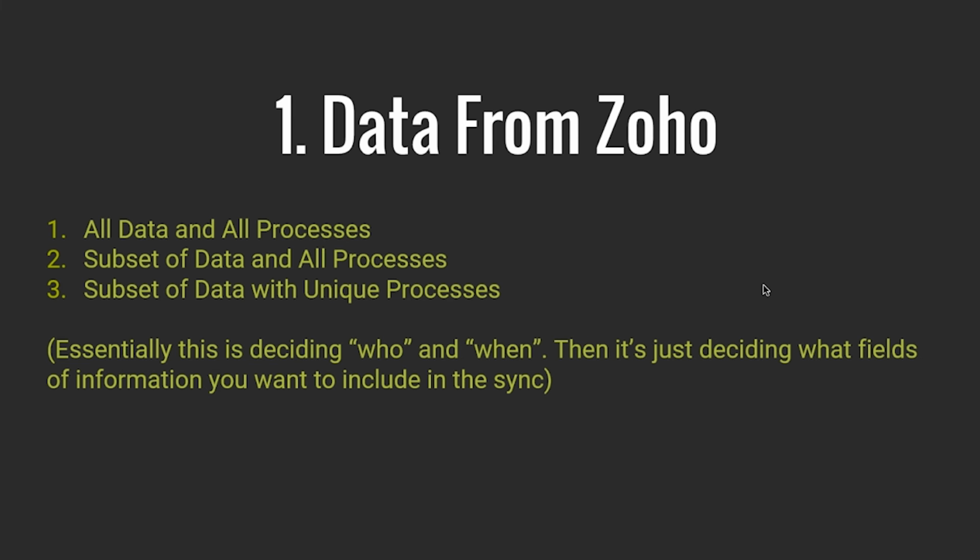So number one, is it all data and all processes? Meaning we've got this universal process where leads are coming from any channel. Doesn't matter. They go through the same process and the same follow-up sequence, where we know the time that we want them to be added to Mailchimp, so they get the newsletters or email communications that we're sending from there.